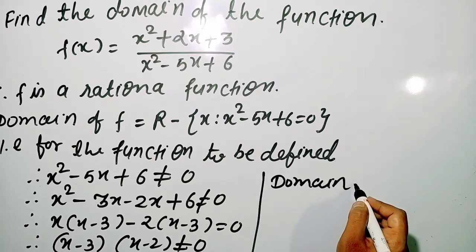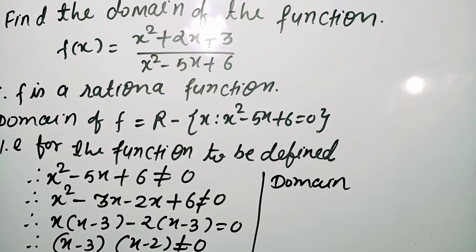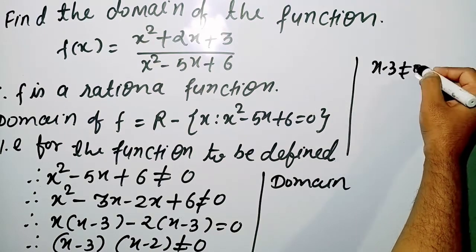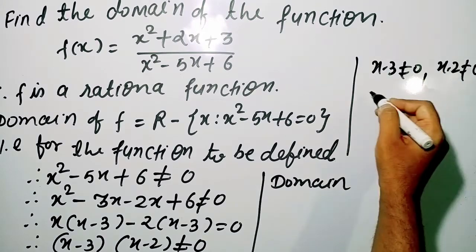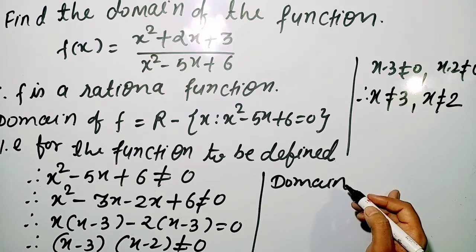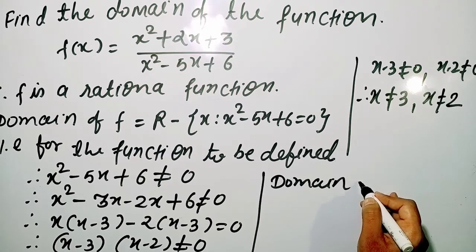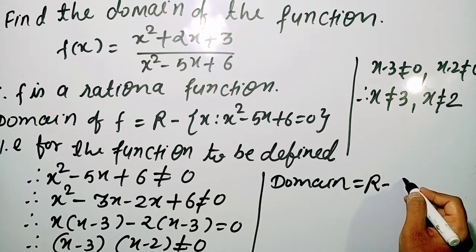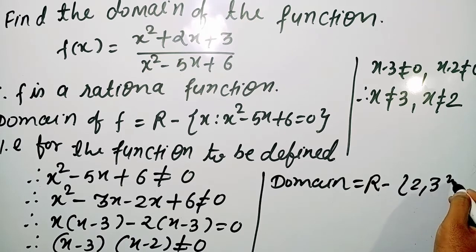So students, from here what we are getting, to find the domain, x minus 3 is not equal to 0 and x minus 2 is not equal to 0. So we can write over here, x is not equal to 3 and x is not equal to 2. So the domain will be what? R minus these elements. These elements mean what? 3 and 2. So this is the domain of a rational function. So students, in this way you can find the domain of a rational function.